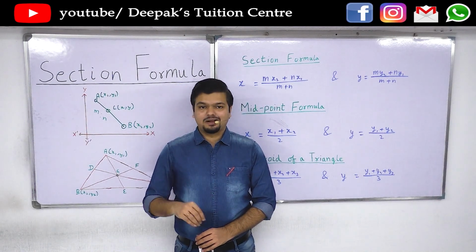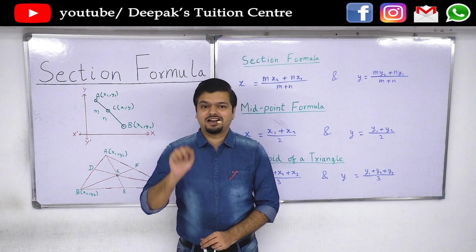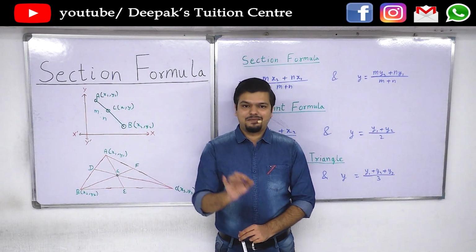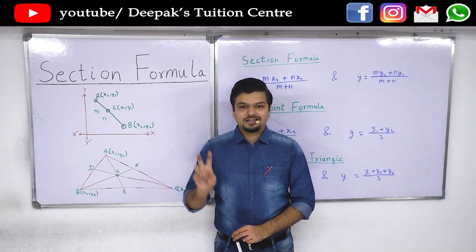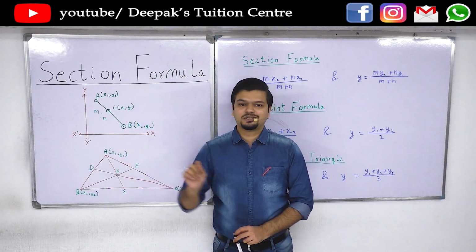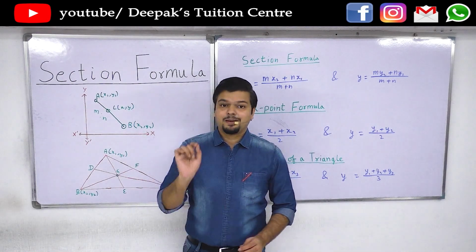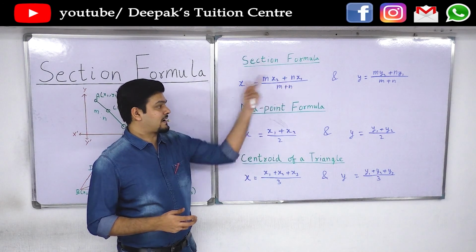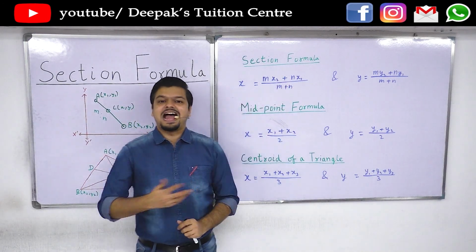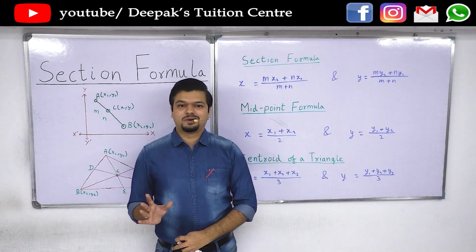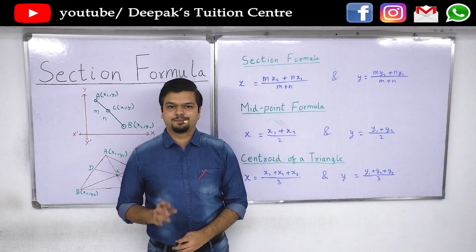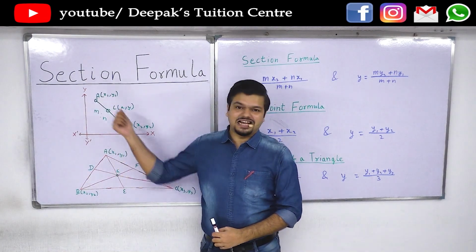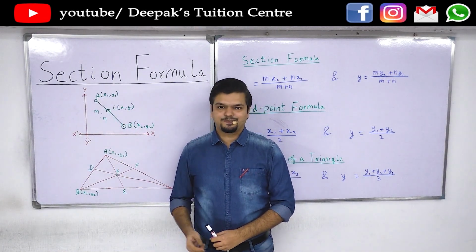But in this particular case, only in this particular chapter, you are allowed to use m is to n directly. Like, if m is to n equals 2 is to 3, you will directly take the value of m as 2 and the value of n as 3. Since the numerator and denominator both consist of m and n, the common factor can be taken out and cancelled off. Therefore, we do not need to take the common factor into consideration. So by section formula, we can calculate the point which divides a line segment in a certain ratio.